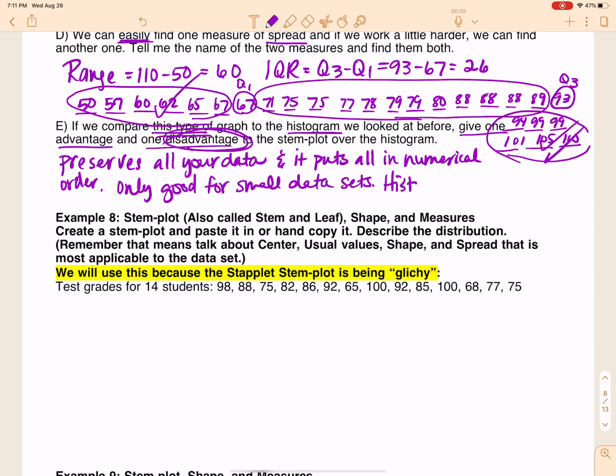So histograms are great for large data sets, and stemplots are only good for small data sets. So in our next example, this will help you create a stemplot. So I know, get ready for the fun.